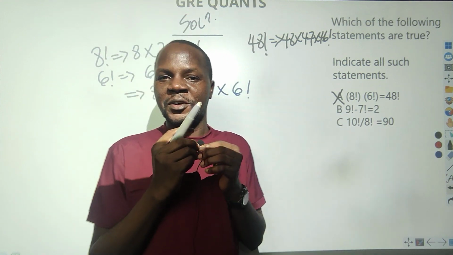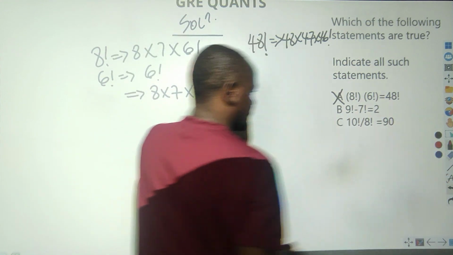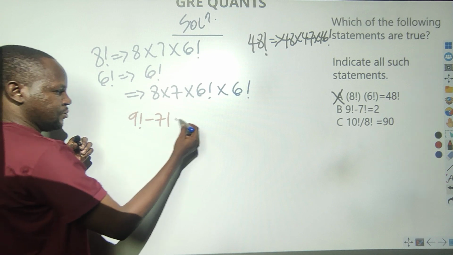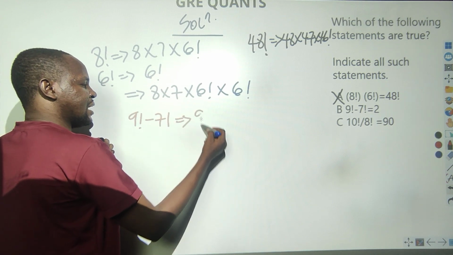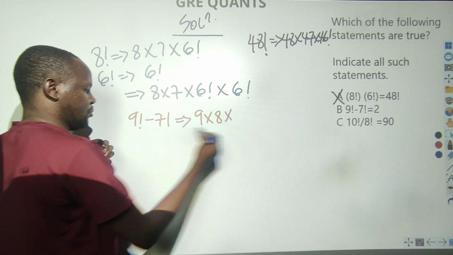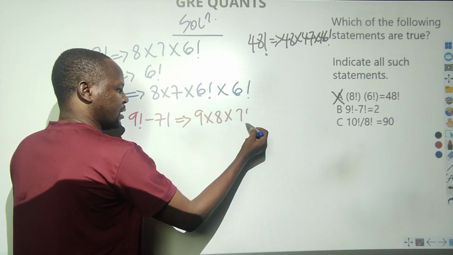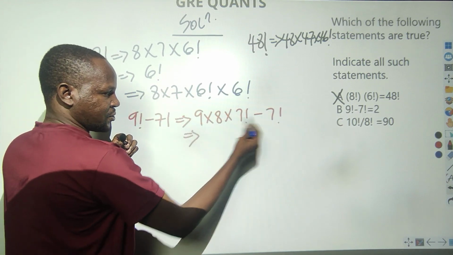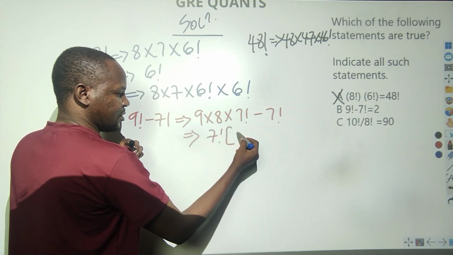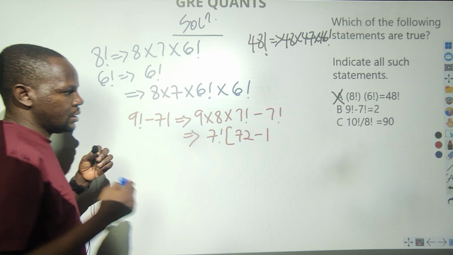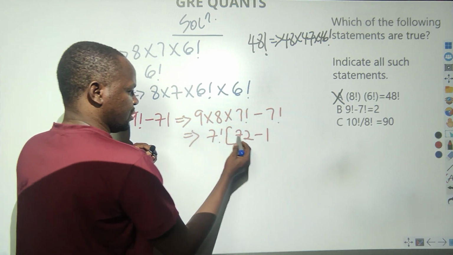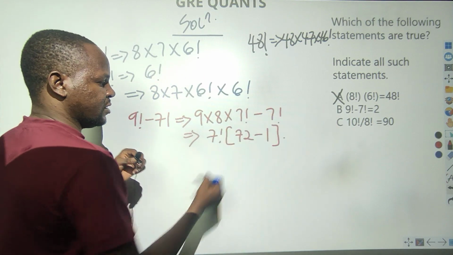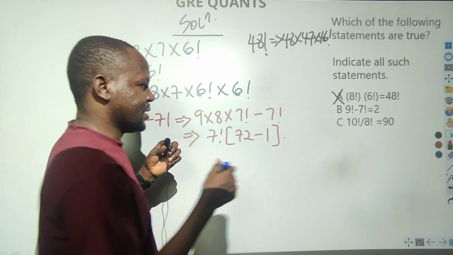9 factorial minus 7 factorial is not true. Look at this: 9 factorial minus 7 factorial. Just reduce 9 factorial up to 7 factorial. 9 times 8 times 7 factorial, minus 7 factorial, just like what I did. What is common? 7 factorial. 9 times 8 is 72, minus 1. So this is 72 times 7 factorial minus 7 factorial. Is this thing equal to 2? This thing is far, far bigger than 2. So you can say that this is wrong.